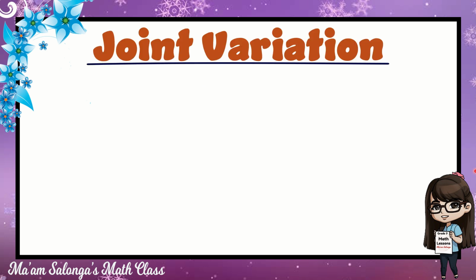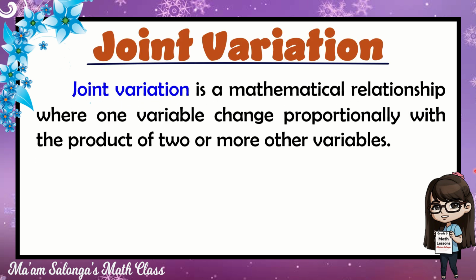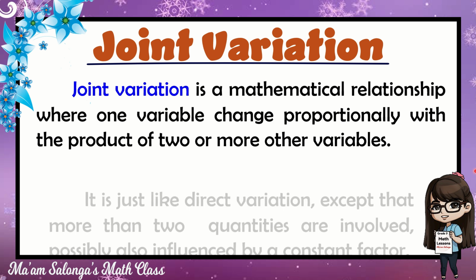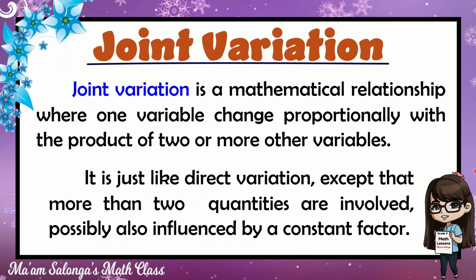Let's define joint variation. It is a mathematical relationship where one variable changes proportionally with the product of two or more other variables. It is just like direct variation, except that more than two quantities are involved, possibly also influenced by a constant factor. So this time, in our lesson, we have two or more independent variables.